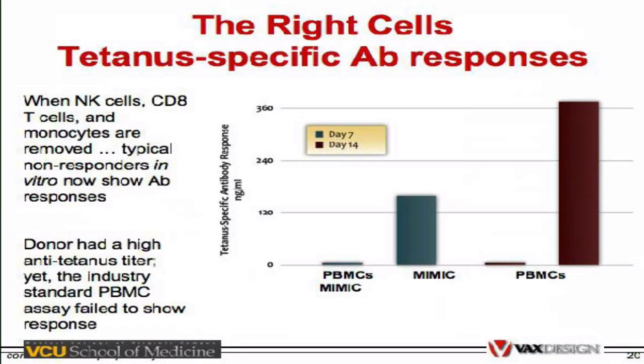In this particular case, we're looking at tetanus-specific antibody responses at days 7 and 14, comparing our mimic system with the standard PBMC assay in culture using the same number of cells, the same amount of antigen, and whatnot. We remove NK cells, natural killer cells, and CD8 positive T cells, and monocytes as well, because these cells are a confounding factor. Many times people will be tested using a PBMC assay for a particular vaccine that they have seen in the past, and they show no response.